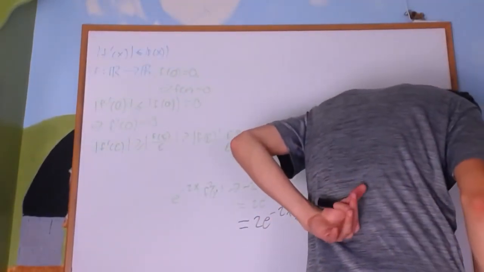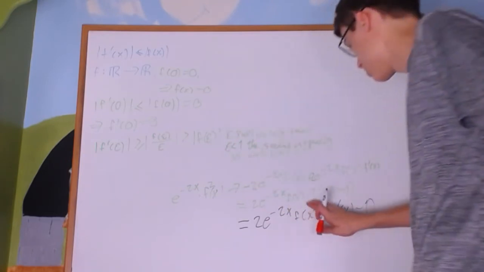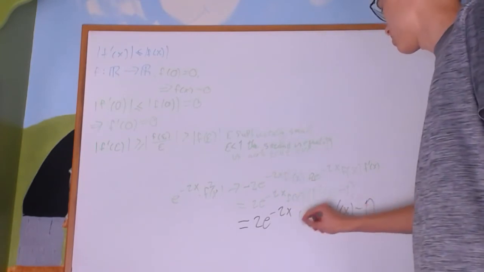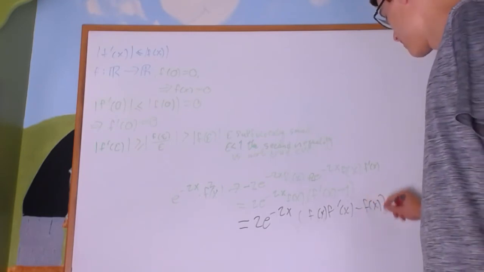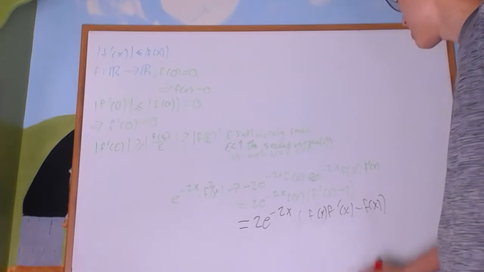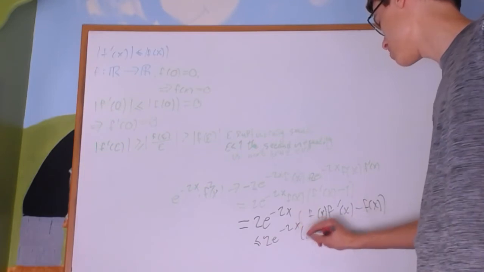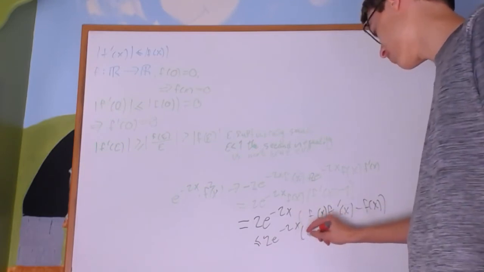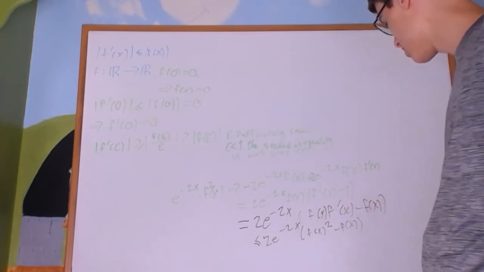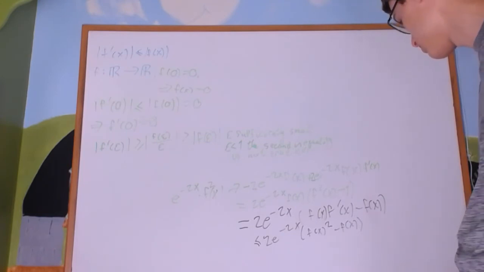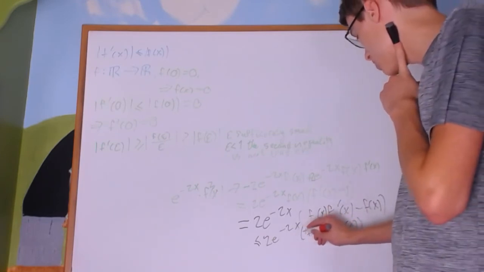Put f of x back in. Only factor 2e to the... That makes sense. f of x times that minus f of x. So that is less than or equal to 2e to the negative 2x times f of x squared minus f of x. Right? Unless it's negative, then right there would be a plus or minus.